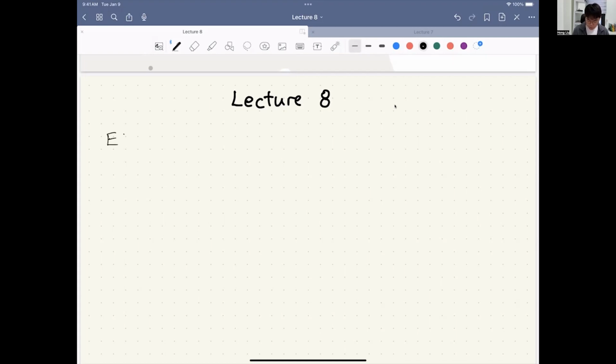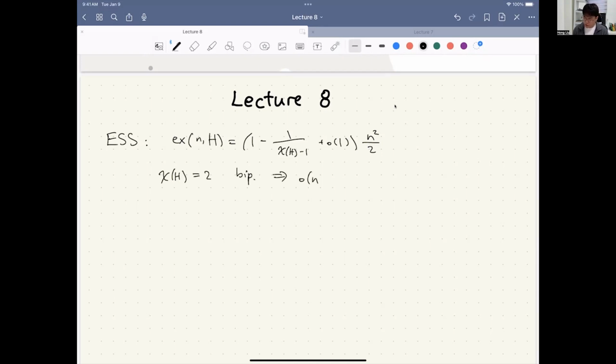So Erdős–Stone–Simonovits says that the extremal number of a graph is governed by its chromatic number. But the thing is, when chi of H, when the forbidden graph has chromatic number 2, bipartite, we only get a little o of n squared bound.